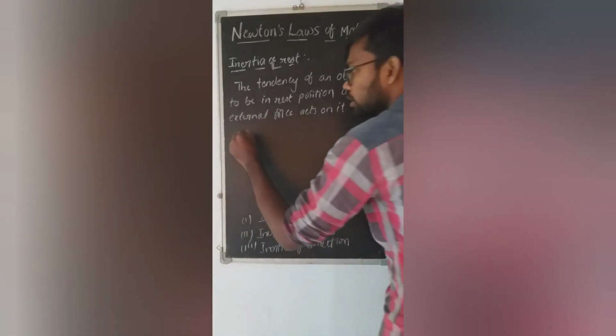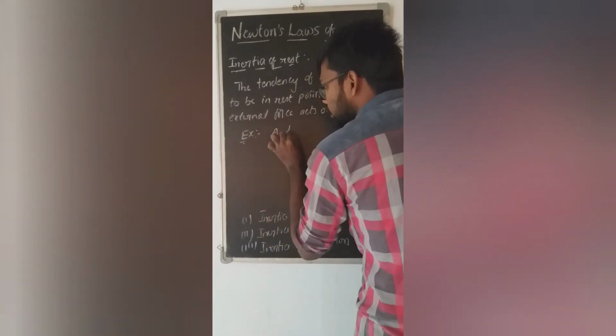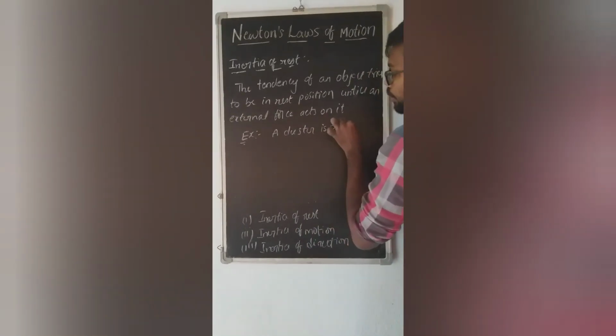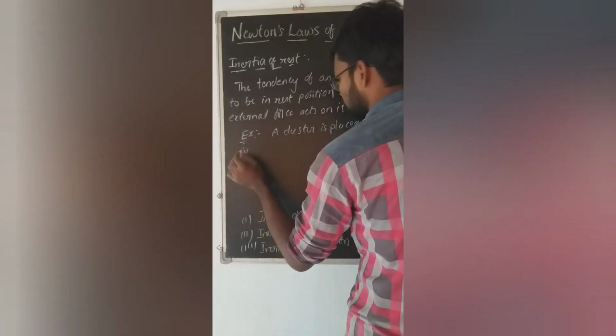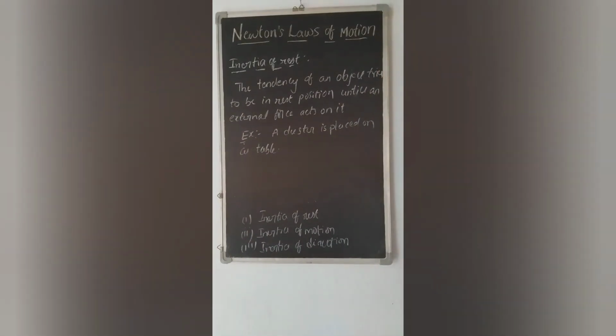Example we already gave. A duster is placed on a table. The duster will move only when an external force acts on it. Otherwise, the duster will be in the same position, whether it is years or months or anything. This is about inertia of rest.